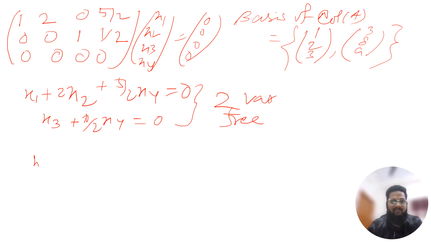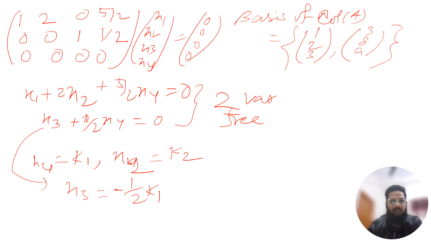So that means I am taking x4 as k1 and x2 as k2. So from the last equation you are getting x3 is minus 1 by 2 k1. Now substitute x4 and x2 in the first equation, so you are getting x1 equal to minus 2 k2 minus 5 by 2 k1.